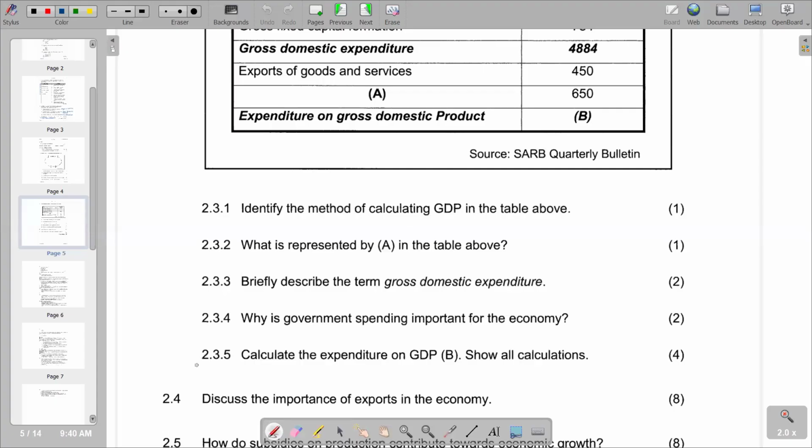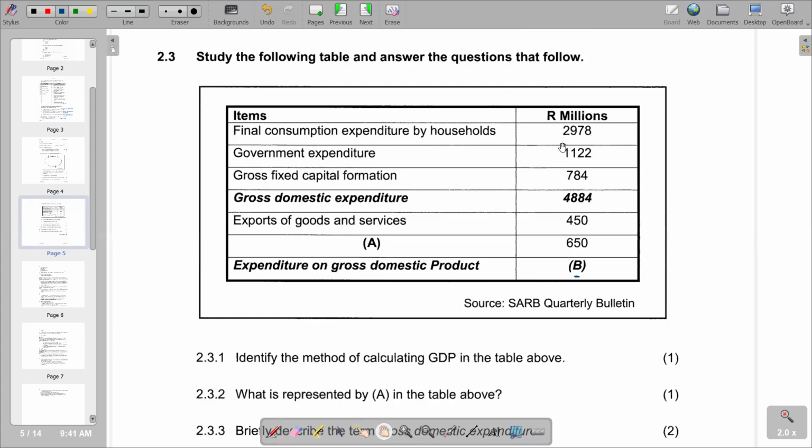So the next question reads, calculate the expenditure. Calculate the expenditure. That is our B. Show all calculations. So we have a B that we need to calculate. So we refer back to the table. We are going to see that if you say final consumption expenditure by household plus your government expenditure plus your gross fixed capital formation, you're going to get your gross domestic expenditure. So basically, we are saying if we add from here to here, you are going to get this as your answer. 222 plus 784, you get 4,884.